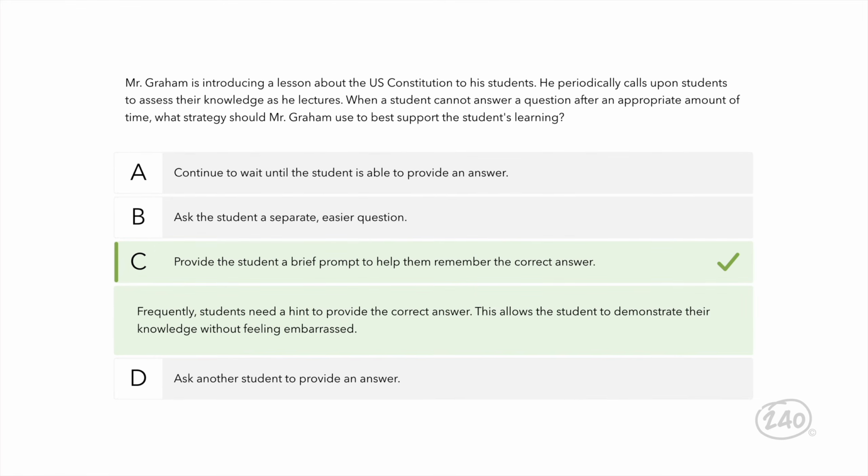So, this is the best answer. By providing the student with a prompt, the teacher is helping the student activate prior knowledge and then reach the correct conclusion on their own. Whew, that higher order thinking question sure took a lot of thinking on our part.